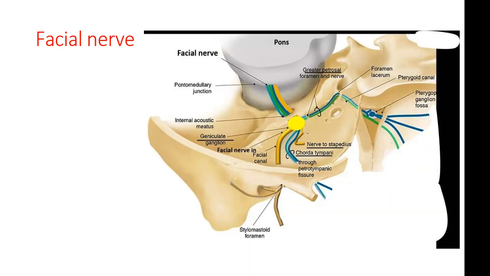Beyond that, we know the facial nerve branches out and enters the parotid gland. So tumors in the parotid gland can cause facial nerve palsy.